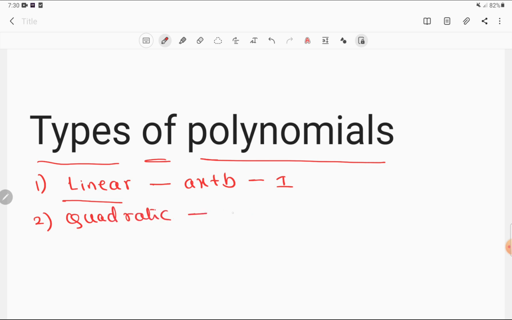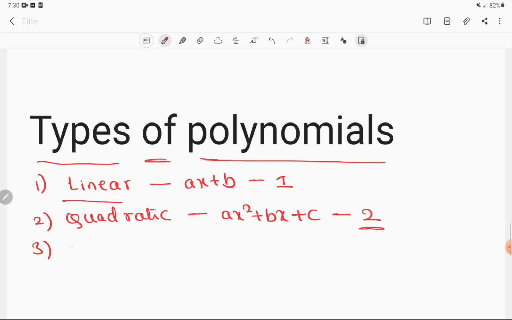Second, quadratic polynomial. So quadratic polynomial means what? Those polynomials that can be written in the form of ax square plus bx plus c. That type of polynomial we call a quadratic polynomial. Its highest degree is how much? 2. That type of polynomial is called a quadratic polynomial. Its degree is 2.